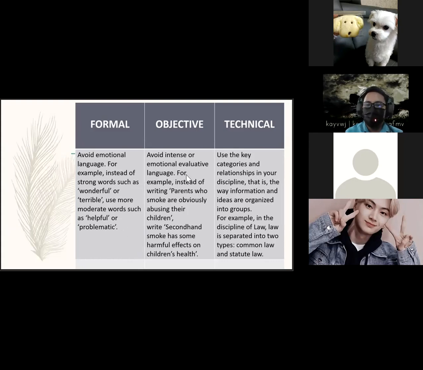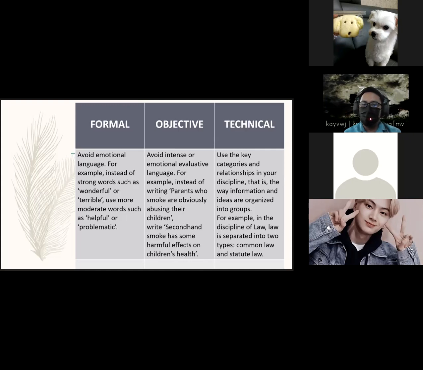Next, being objective naman, avoid intense or emotional evaluative language. Ganun pa din. For example, instead of writing, parents who smoke are obviously abusing their children, that is being subjective because you are talking about people. You are directly talking about people references or feelings. So that is not being objective. Para maging objective siya, we should rephrase that into this one: secondhand smoke has some harmful effects on children's health. So yun na lang ang gamitin natin, secondhand smoke, not the parents.